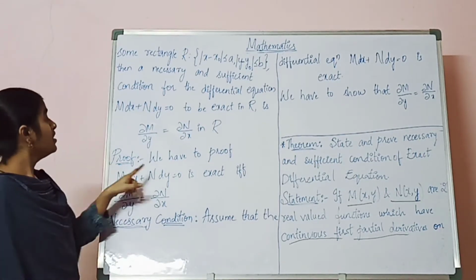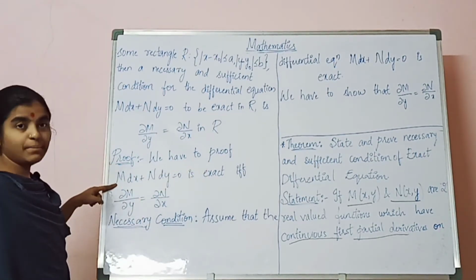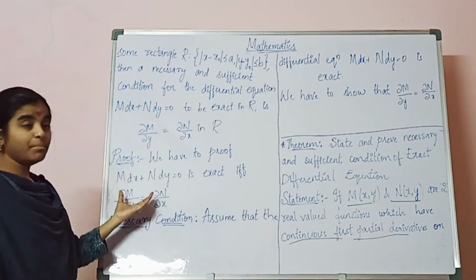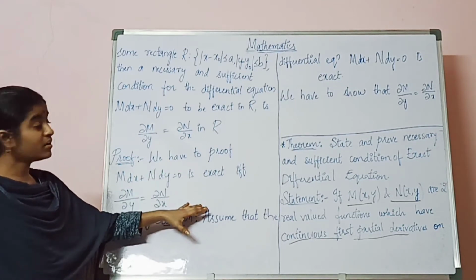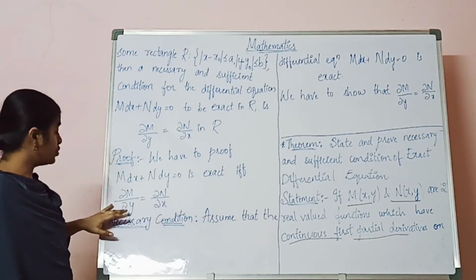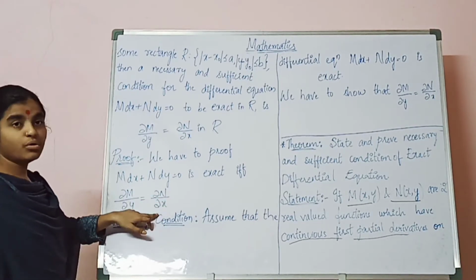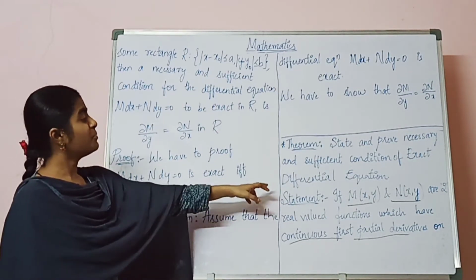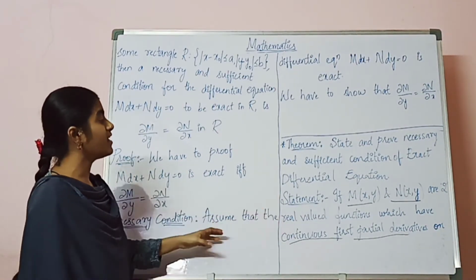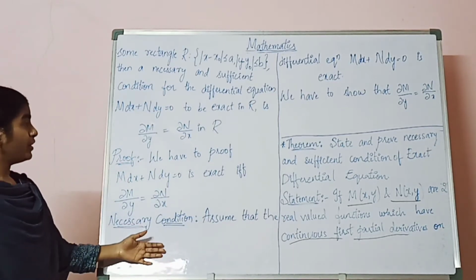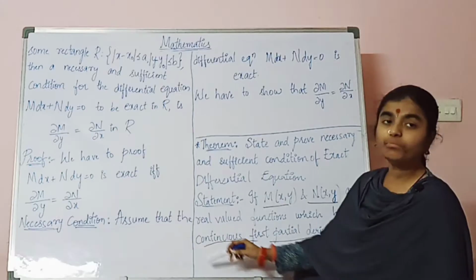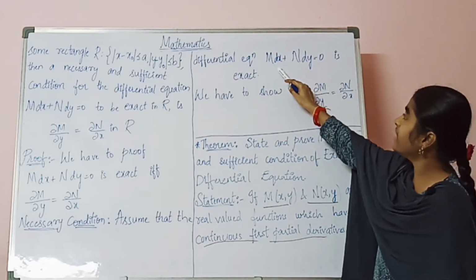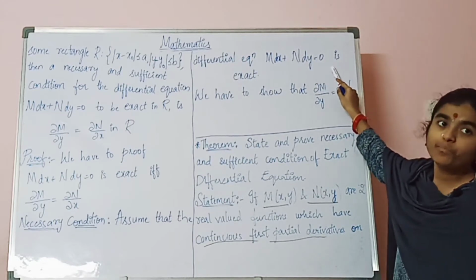Now coming to the proof, what we have to prove here is that M dx plus N dy is exact if and only if dou M by dou y equals dou N by dou x. This is given in the question: state and prove the necessary and sufficient condition of exact differential equation. Now we are going to prove the necessary condition. Assume that the differential equation M dx plus N dy equals 0 is exact.